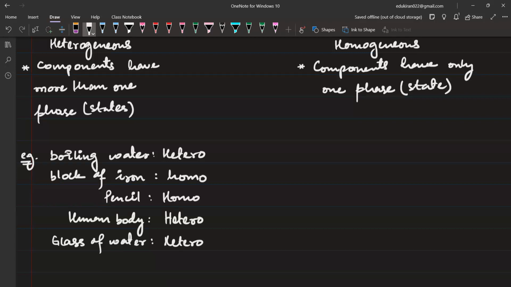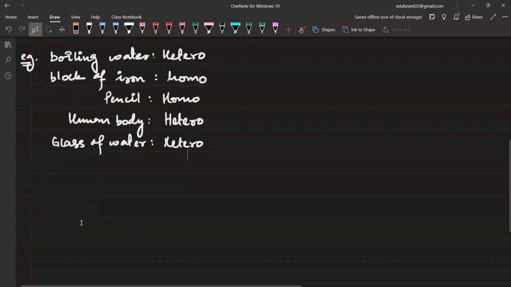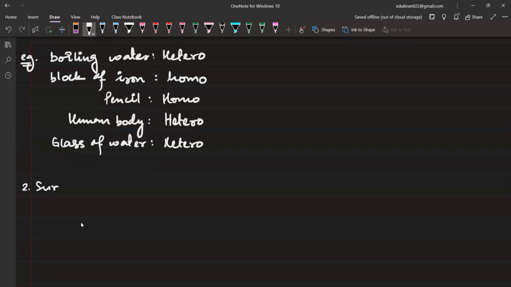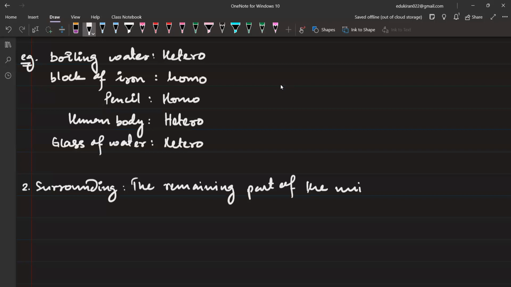After this, after system, you are going to write surrounding. The second thing that we have to understand is surrounding. Now, what is surrounding? Surrounding is the remaining part of the universe which is not part of the system.